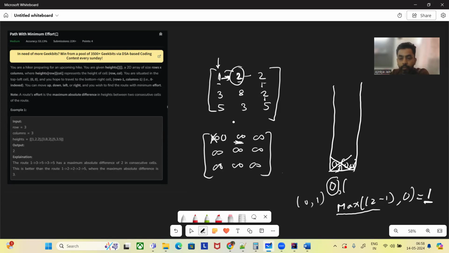So we have got a distance of 1, which is lesser, so we are going to consider this distance 1. We're also going to push into the priority queue 1, comma, the position of the cell, 0, comma 1.